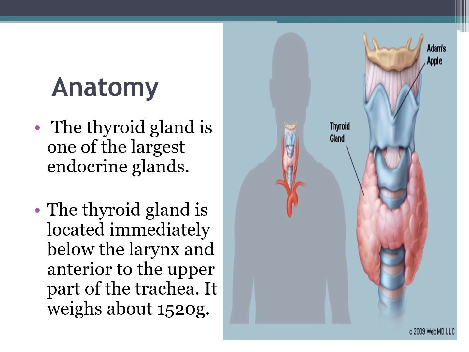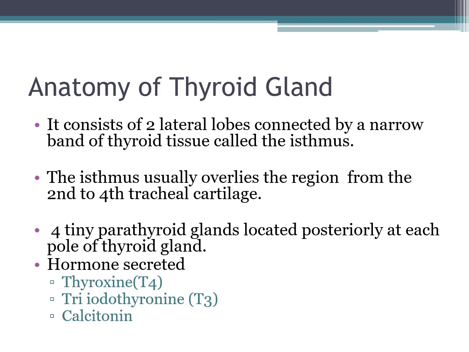First of all, there is a brief anatomy of the thyroid gland. As we all know, the thyroid gland is situated in front of the trachea. It is present between the suprasternal notch and the cricoid cartilage, and it weighs about 15 to 20 grams and is one of the largest endocrine glands in the body. Four parathyroid glands are attached on the posterior surface of the thyroid gland at its corners.